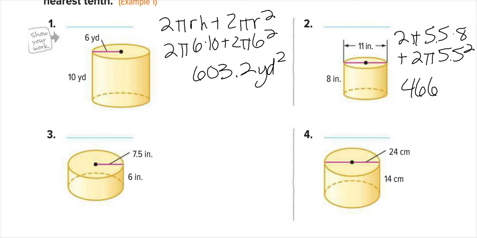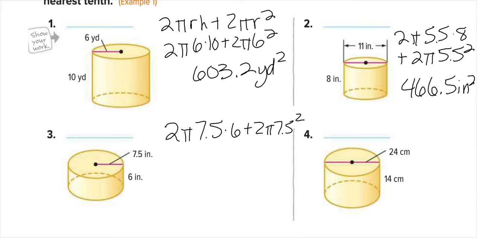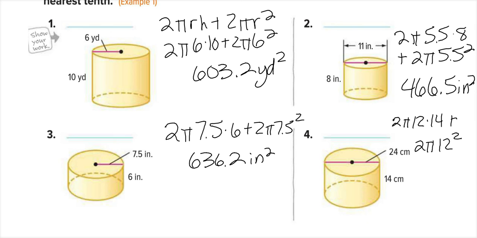466.5. Okay, number 3. 636.2. Let's see, 2 pi times 12 times 14 plus 2 pi times 12 squared. 1960.4. That one's in centimeters. And there we go.